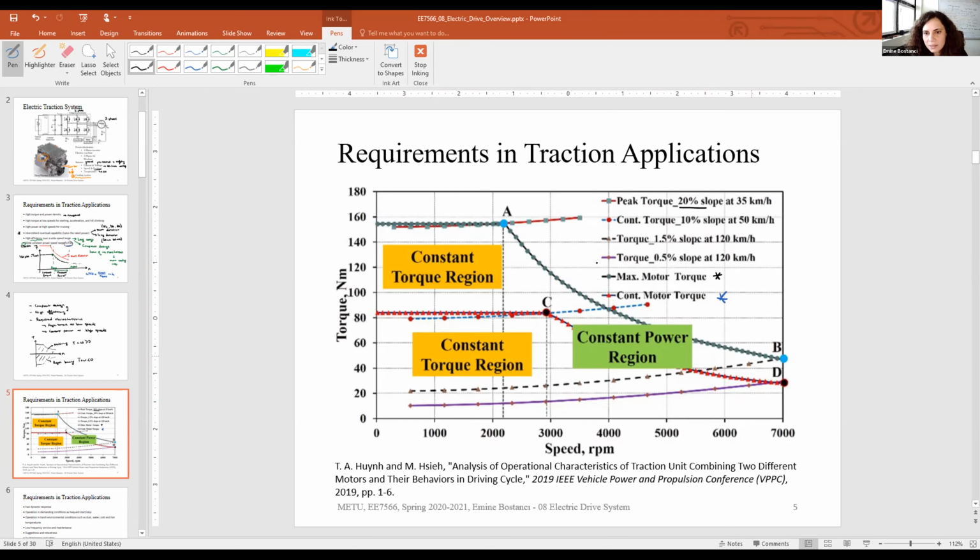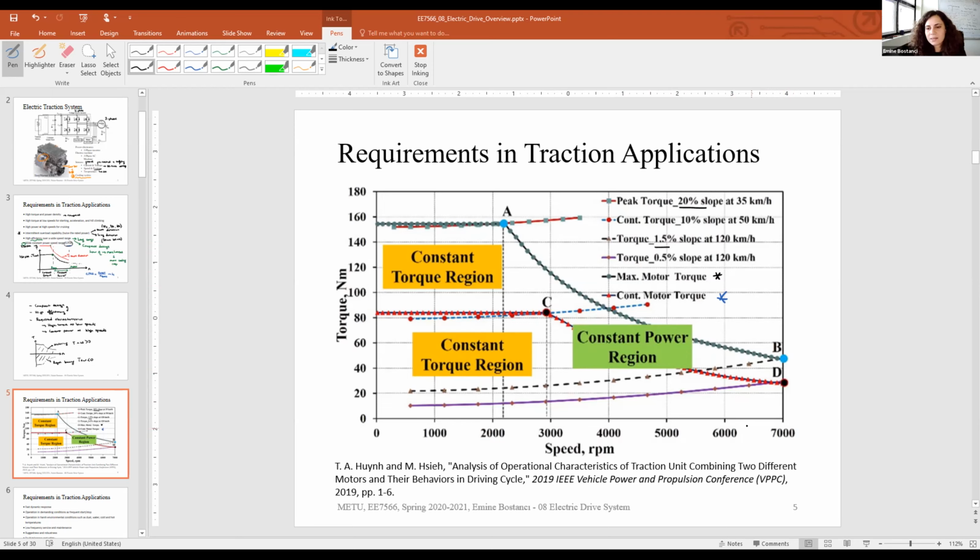But of course, this high power at high speed, you may need it to climb a slope, or for acceleration, because if you want to accelerate to the maximum speed of the vehicle, you also need some excess torque. You can also use it for overtaking other vehicles, but you will need it just for a short time.